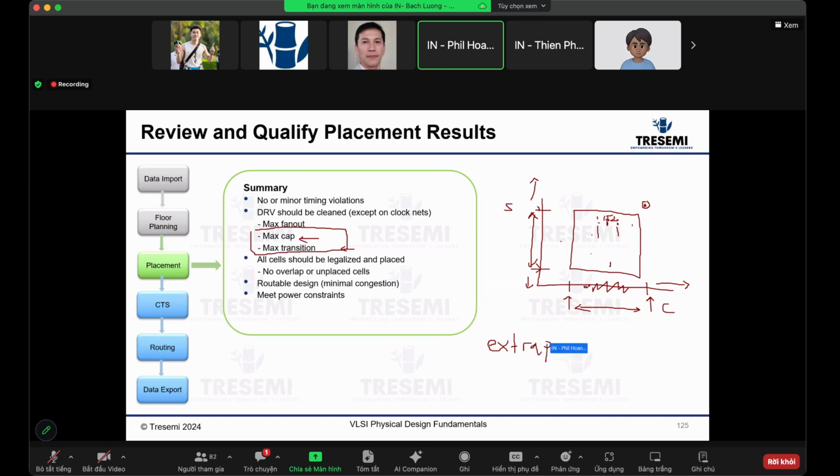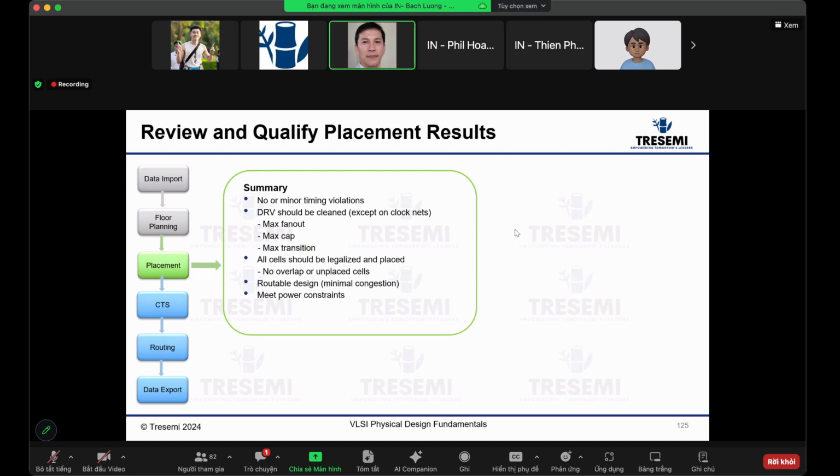Extrapolation. If you see this word in your report, then you want to get rid of this. This is a no-no. Your timing is not accurate because of that. So, the square, that range you're talking about, and Phil was talking about.